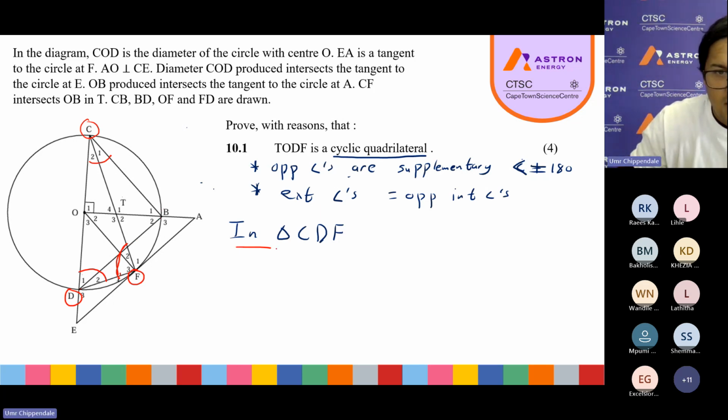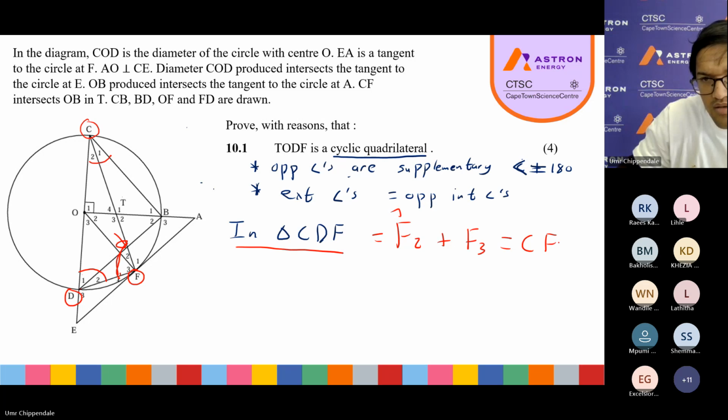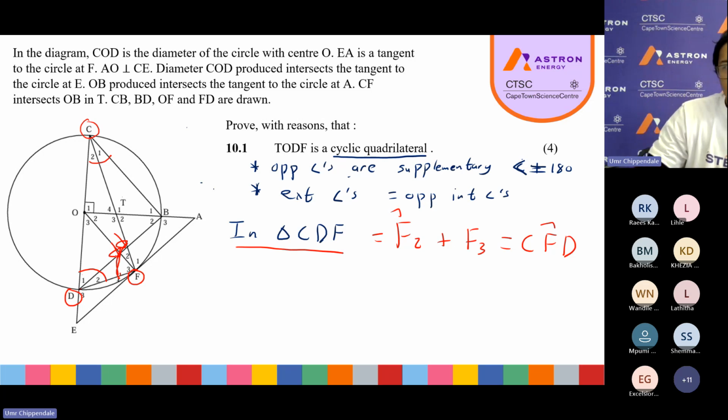So therefore, in triangle CDF, we can say that our F2, which is this one over here, plus our F3 is going to be equal to the entire part, like I said, this entire section here, right? So in that particular triangle, F2 and F3 is CFD. So we have that, because remember, that angle is within here as well. Now, if that is the case, we have it like this.